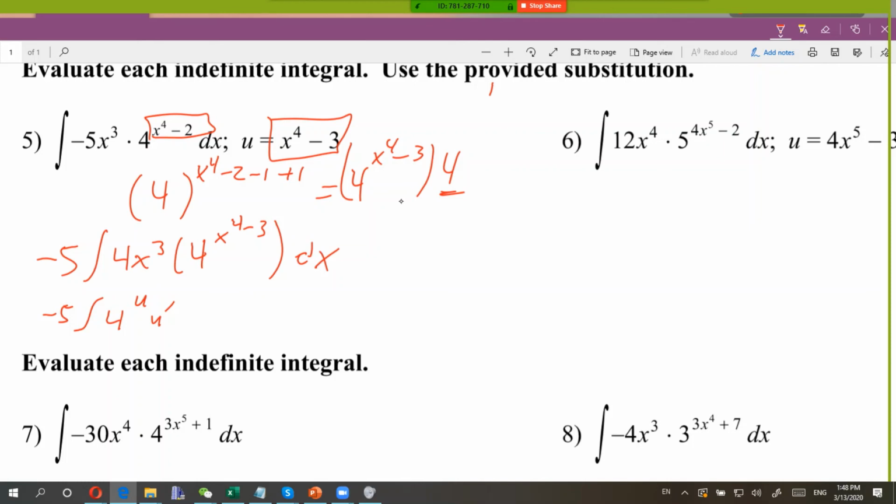When I derive a to the x, I get a to the x times ln a. So if I integrate a to the x, I should get a to the x divided by ln a. So this will become negative 5 times 4 to the u power divided by ln of 4 plus c. Then I can resubstitute for u. If u is x to the fourth minus 3, then my final answer will be negative 5 times 4 to the x to the fourth minus 3, over ln 4, plus c.